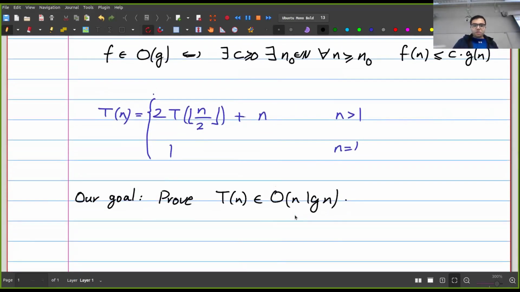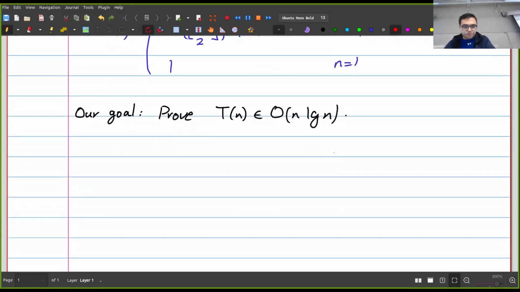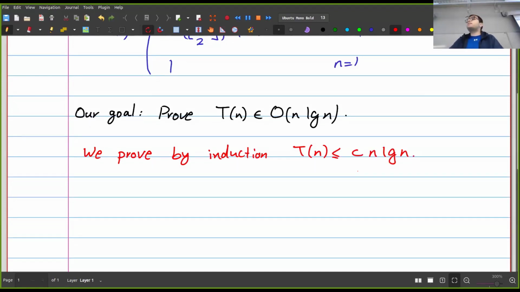So let's say that I want to prove this. I want to actually prove this part, that f is at most c times g. But I want to prove it by induction. Now, the thing that you will see soon is that I get to choose the base case of my induction because I get to choose my n0. So let's try this. Let's say that we want to prove by induction that T of n is less than or equal to c n log n. Okay, this is what I want to prove.